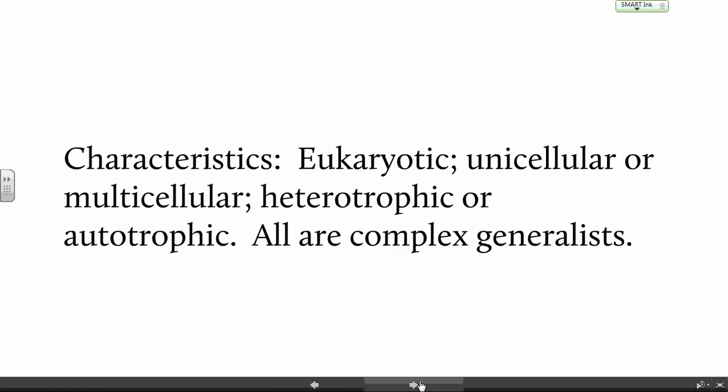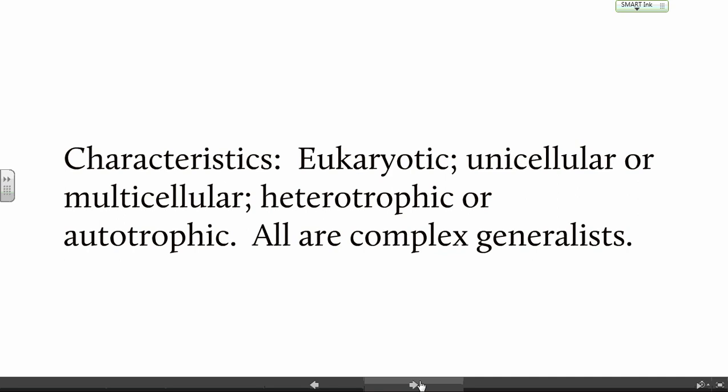All right, protists, as we said in here before, are eukaryotic things. Most of the things that have been called protists over the years are one cells. Most of them are. There are a few multicellular ones, though. Protists can be heterotrophic. Some of them, on the other hand, are autotrophic. So some eat, some make their own food. But pretty much all of them are said to be complex generalists.